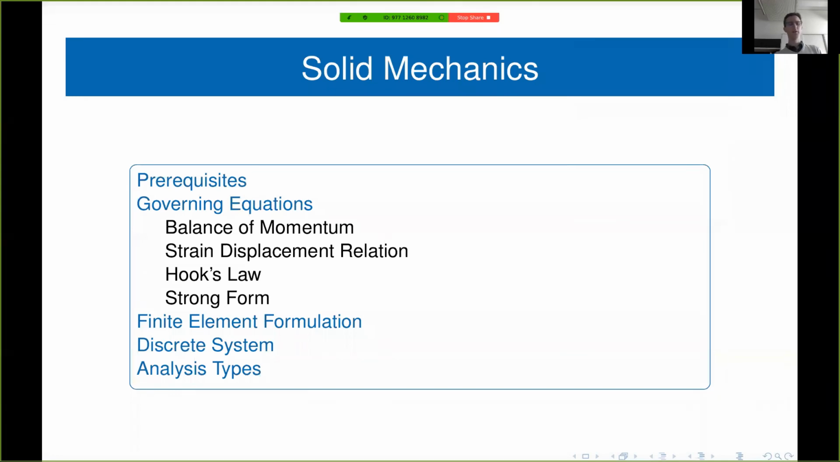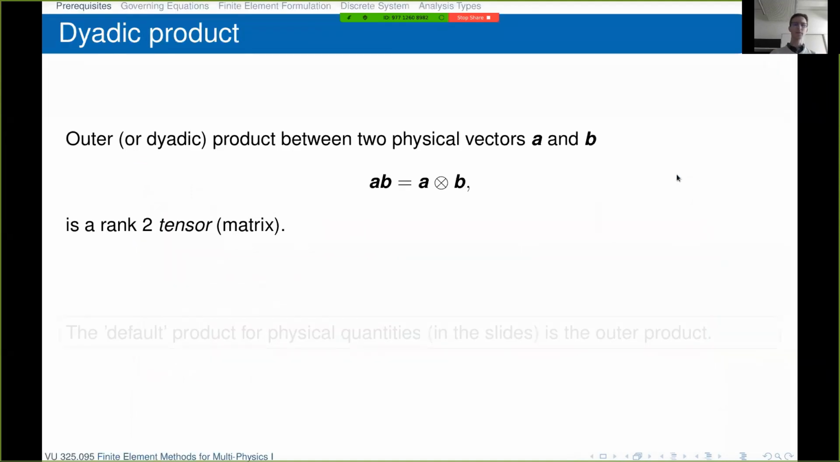And then as usual, we will derive the finite element formulation and look at how the discretized systems that we obtain look like. And on the example of the solid mechanics system, we'll discuss the different analysis types you can use to tackle solid mechanics problems. Okay, let's start with the prerequisites. First, a bit of notation.